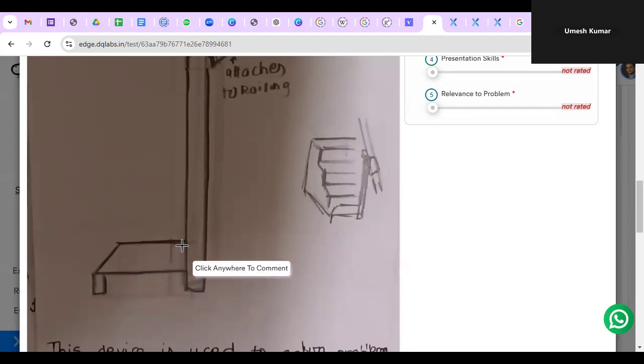What is the dimension of this step? So only 6 inches by 6 inches. 6 inches by 6 inches. Can you step on a 6 inch by 6 inch step? So I really didn't think about the dimensions. Then here you have shown it as a complete step, the size of the complete step.